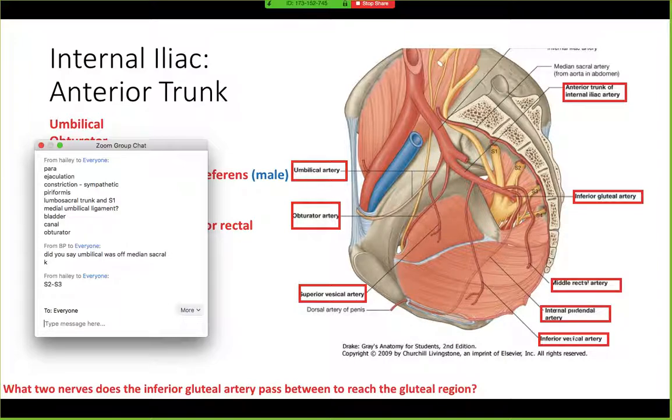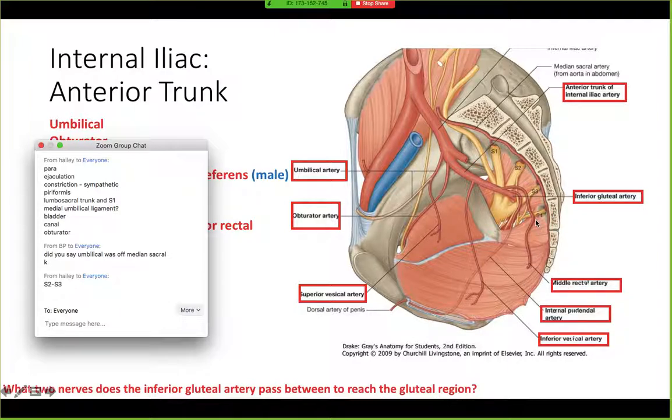Yeah, so remember, superior gluteal is going to pass between the lumbar plexus and S1, and then inferior gluteal between S2 and S3. So a really good way to help identify those.